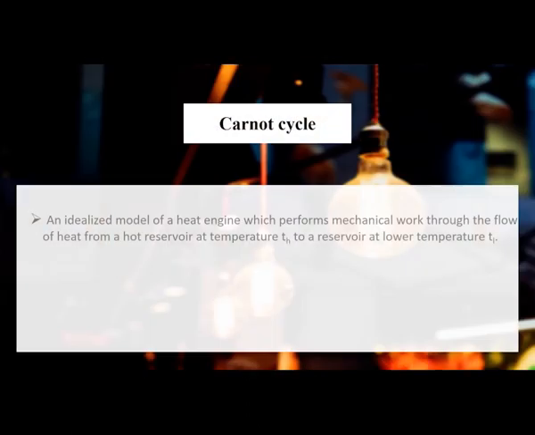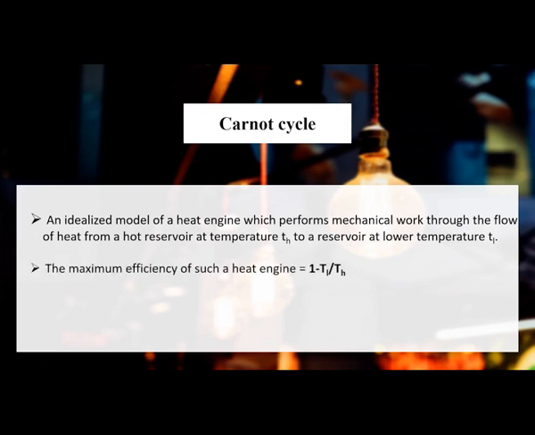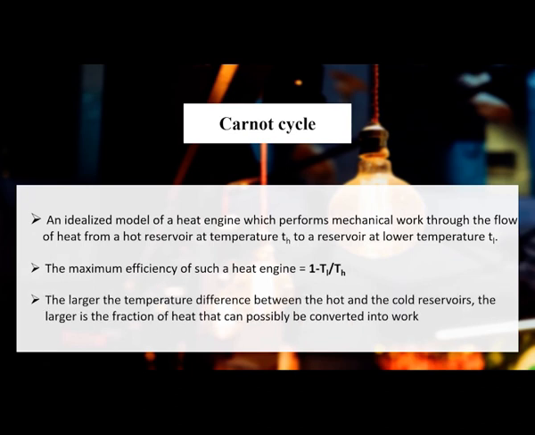What is that? An idealized model of a heat engine which performs mechanical work due to the flow of heat from a hot reservoir at temperature TH to a reservoir at lower temperature T1, right? The maximum efficiency of such a heat engine is 1 minus T1 by TH. The larger the temperature difference between the hot and the cold reservoir, the larger is the fraction of heat that can possibly be converted into work.